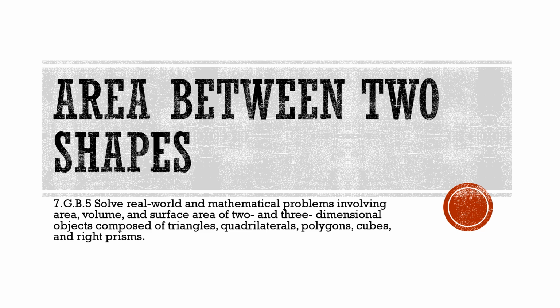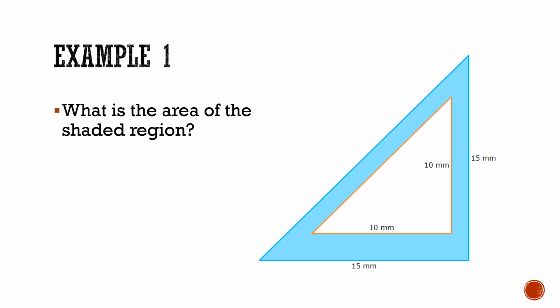Today we'll be working on the area between two shapes. This addresses Standard 7, GB 5. So example 1 says, what is the area of the shaded region? So it's talking about the blue part of this triangle.